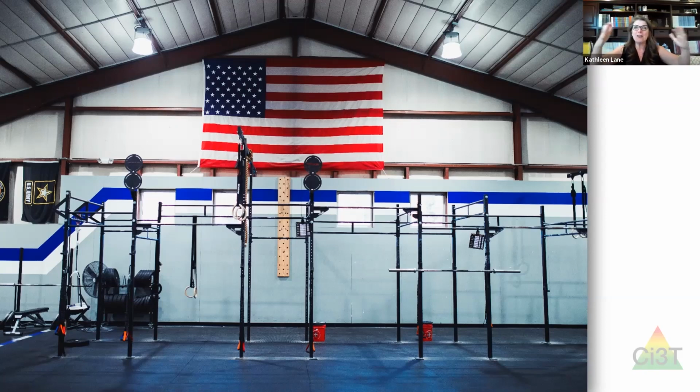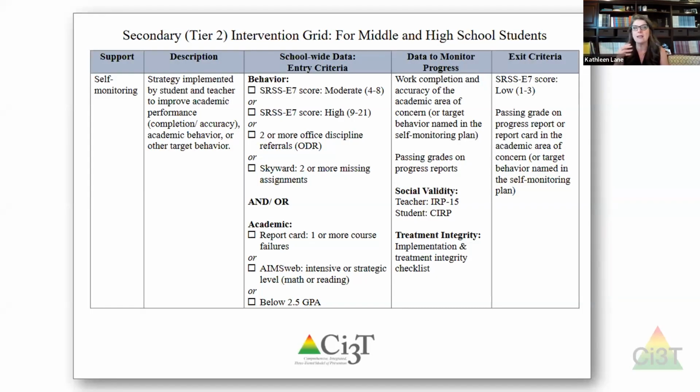But we want to make sure that as educators, we've got the ideas. We've got the scaling, if you will, to keep kids in the classroom included and not marginalized. And so as we think about creating tier 2 supports within a CI3T system, part of what you'll find is these intervention grids for tier 2 and for tier 3. And the intent of these is also to create transparency as to what those extra supports are.